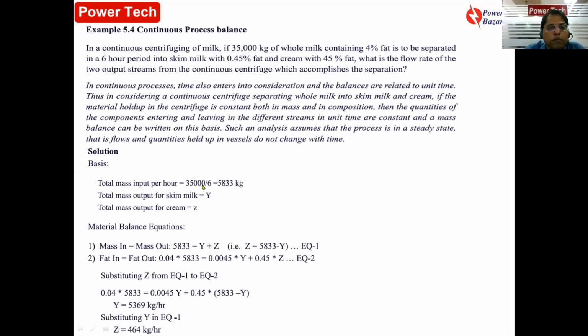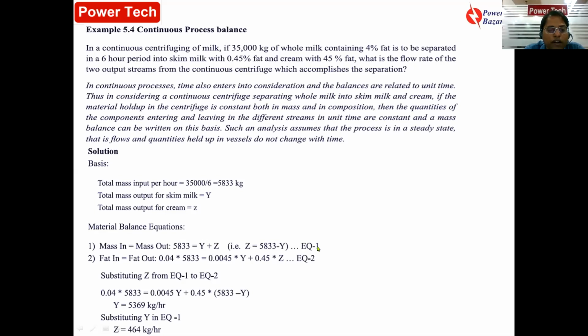What is the mass incoming flow rate? Whole milk flow rate is 35,000 by 6 hours, so it becomes 5833 kg per hour. Let us assume skim milk is Y and cream is Z. So the total mass of skim milk is Y and the mass of cream is Z. Now for the material balance, you have to write material balance equations. This is the first basis: mass in is equal to mass out. So what is the mass in? 5833. Mass out is Y plus Z.